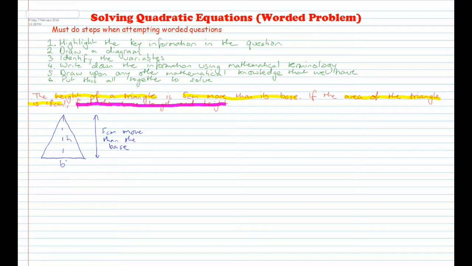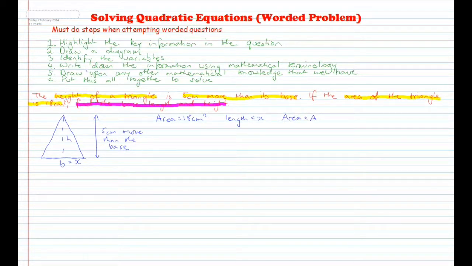So for example, if this base here was 10, the height would be 15. And I know that the area is 18 centimeters squared. So I know that area equals 18 centimeters squared. Okay, so let's just think about the variables that we're going to have. Now let's just call the base x, for example. Alright, so any lengths are always going to be based on x. And let's call our area A.